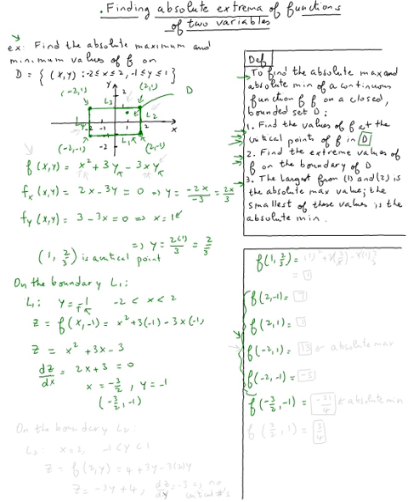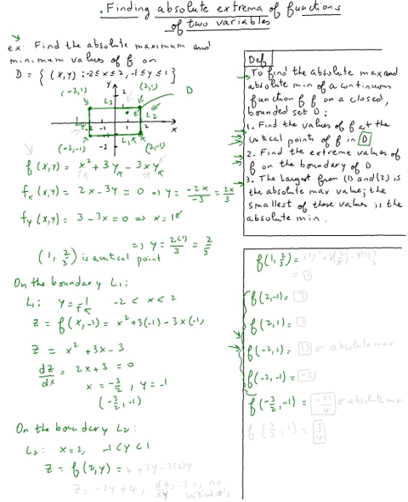Now on the boundary L2, the equation of the boundary will be x equal to 2, and y is between negative 1 and 1. Again, I excluded negative 1 and 1 because I already included those corner points. Now we need to evaluate the function along that boundary. So z will be equal to f. My x this time is 2. My y varies.